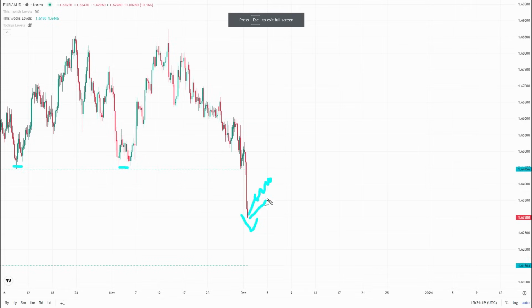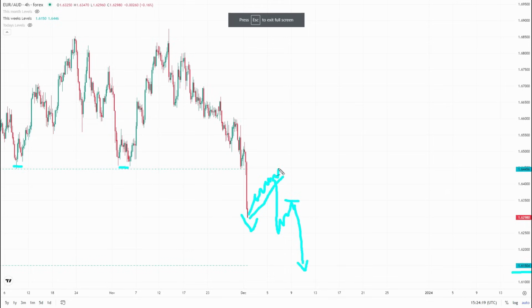Any pullback is viewed as an opportunity to look for intra-week breakouts like this. Very rarely do they go straight to the target down here. Very often what will happen is they'll sell off, they'll pull back, and that gives you the opportunity to short down into, in this case, the 1.6150.